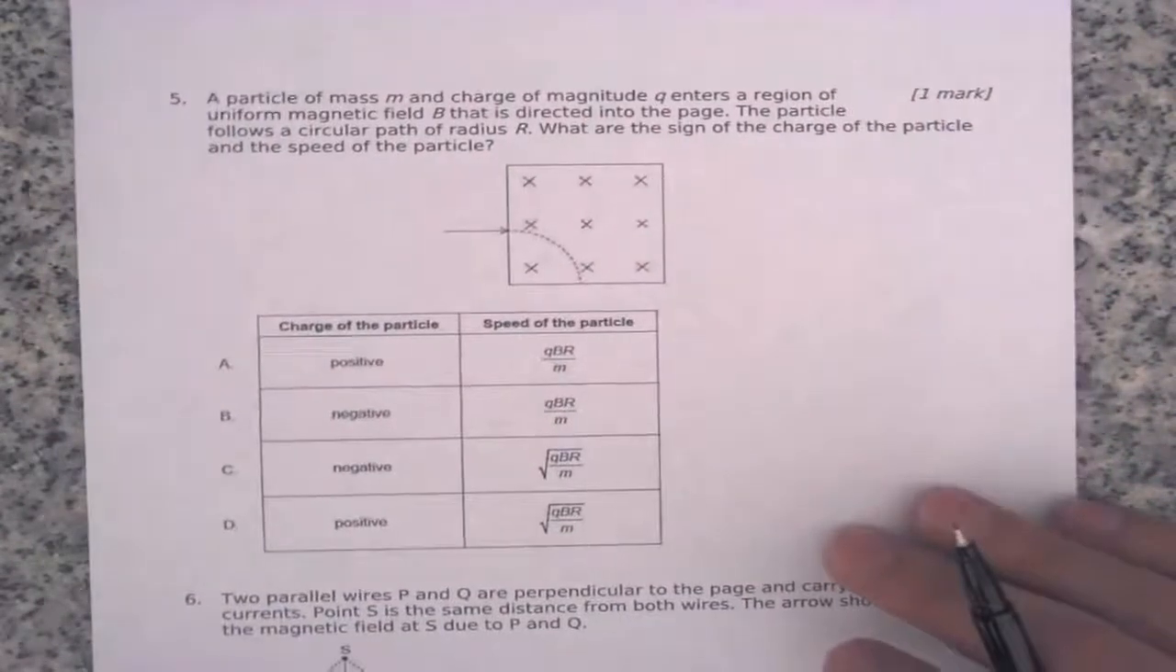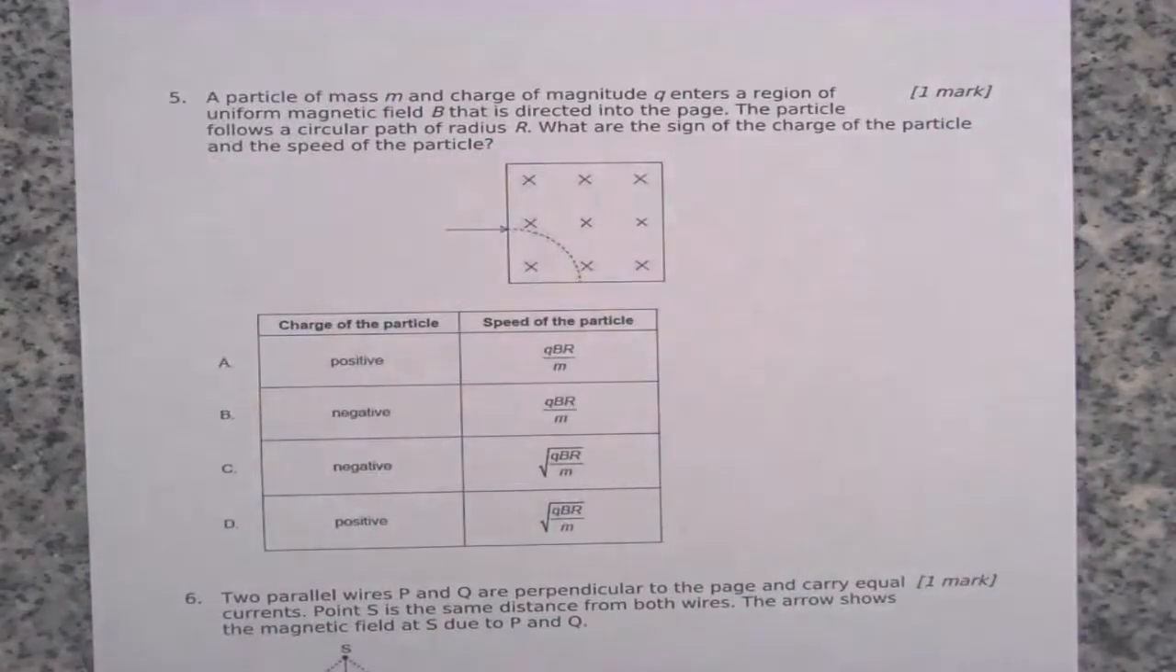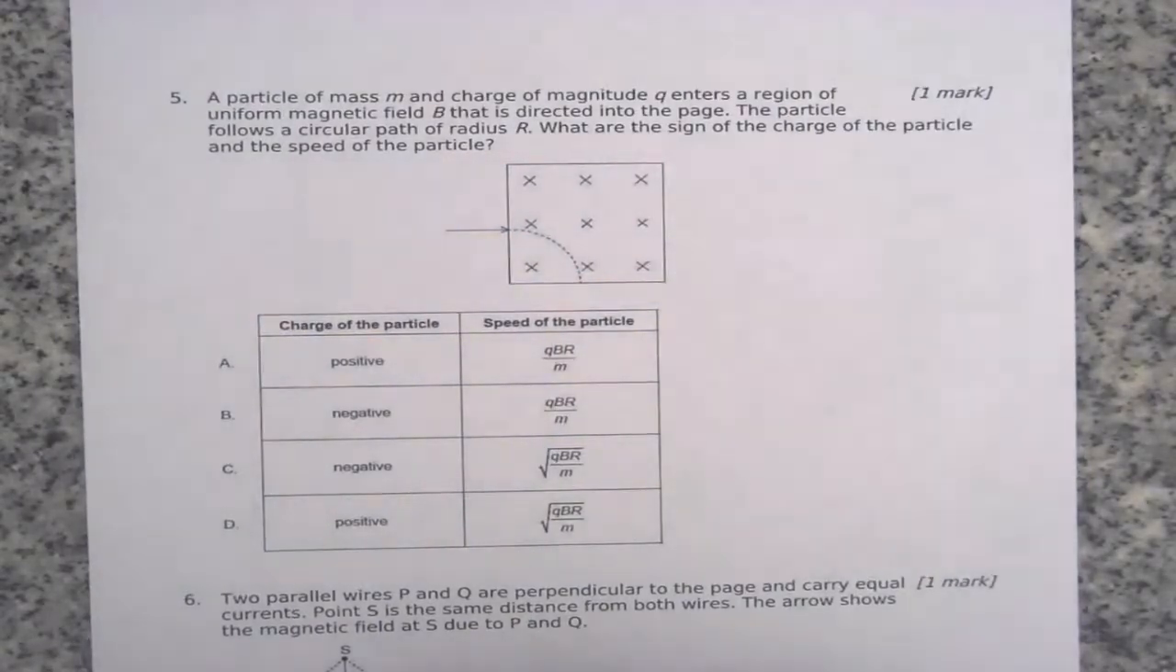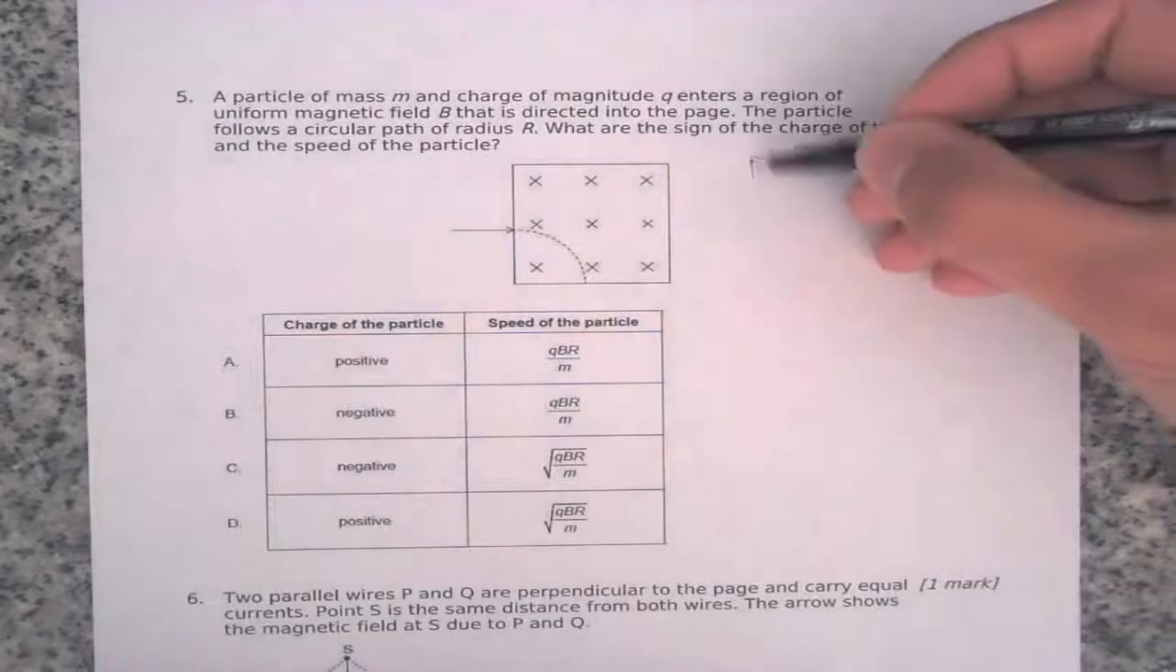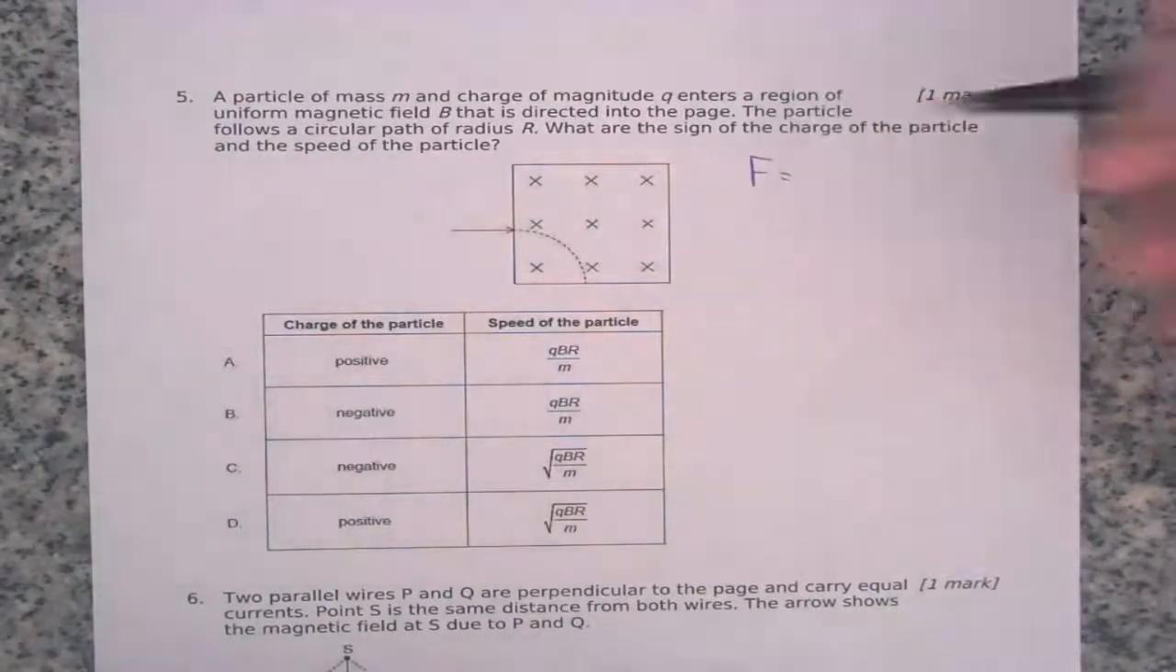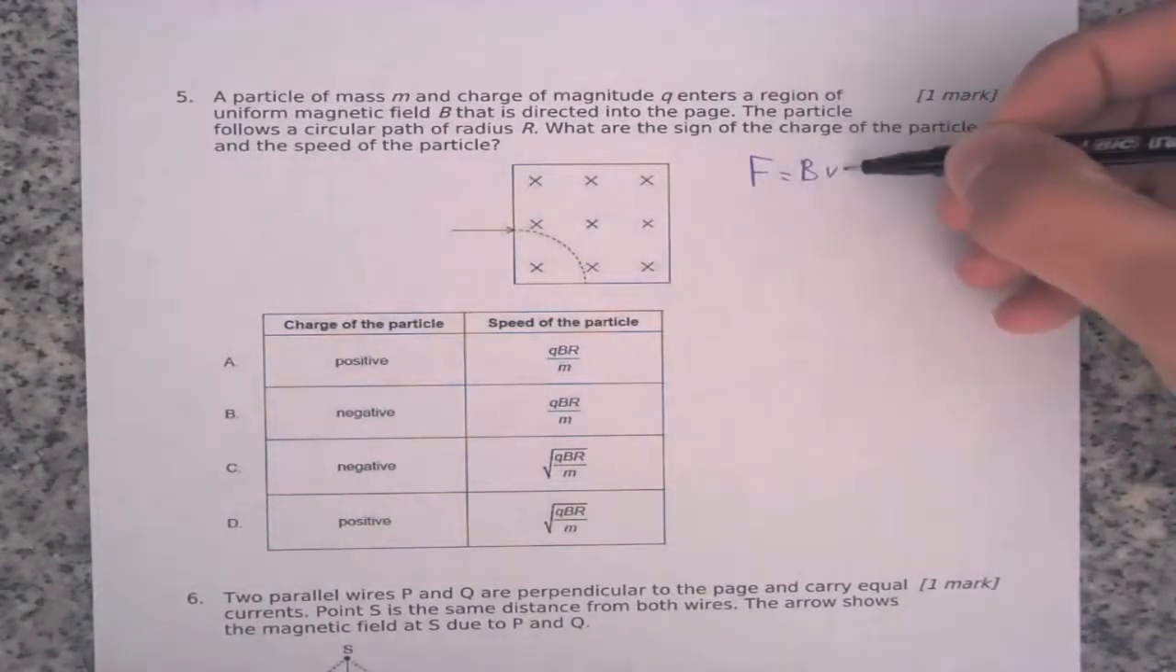Now number 5. It says a particle of mass m and charge of magnitude q enters a region of uniform magnetic field B that is directed into the page. The particle follows a circular path of radius r. What are the sign of the charge of the particle and the speed of the particle? So let's see what is happening here. Let's try to work first with the speed of the particle. In order to do that, we need to work with the forces that are acting on the particle. Now the force can be given by this formula, BVQ.